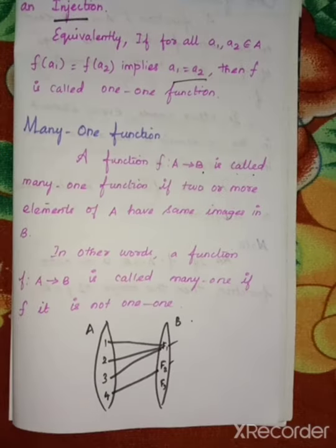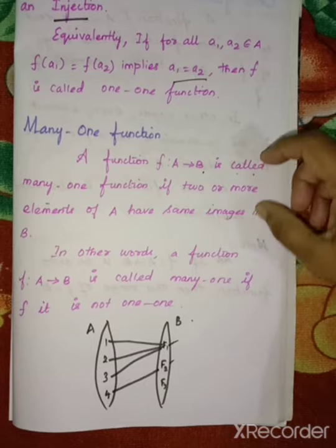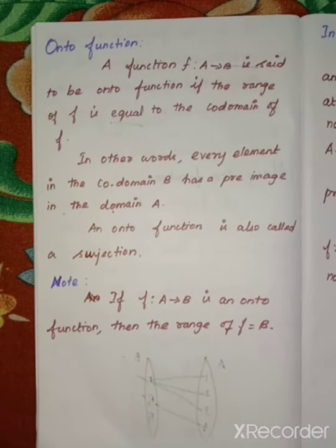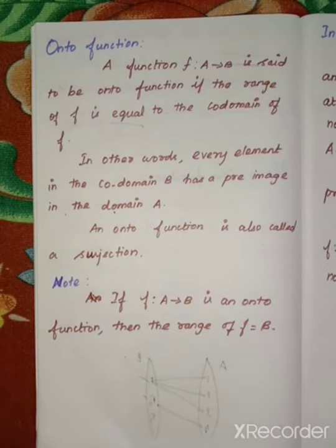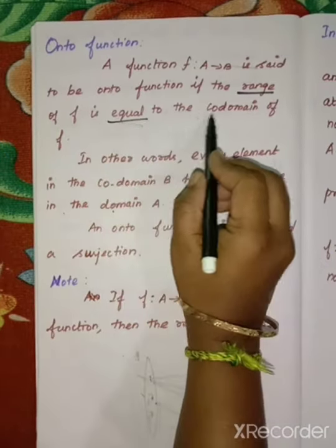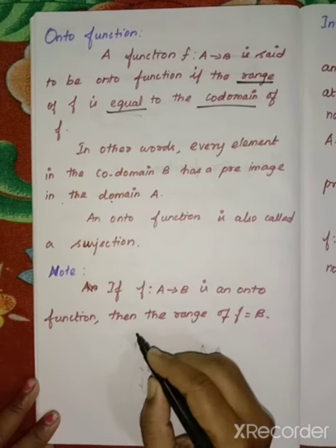In other words, a function f from A to B is called many-to-one if f is not a one-to-one function. You can write this definition or this definition for the exam. Then onto function. A function f from A to B is said to be an onto function if the range of f is equal to the codomain of f. So see one example.